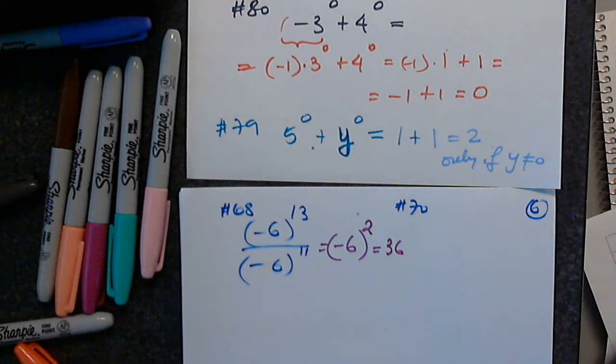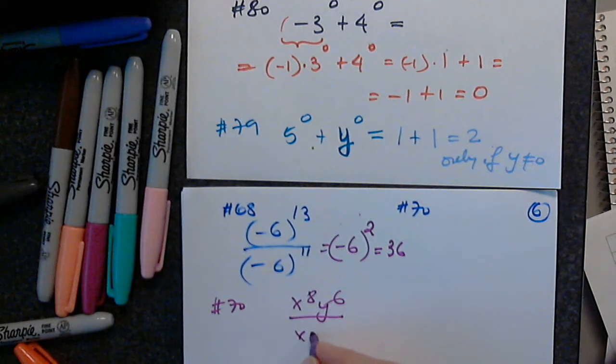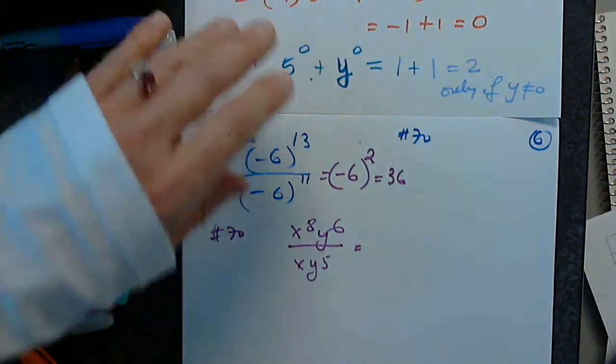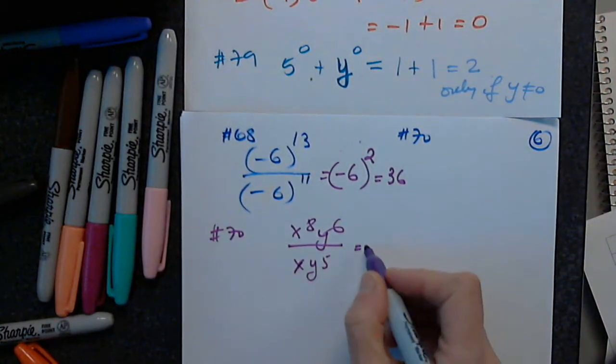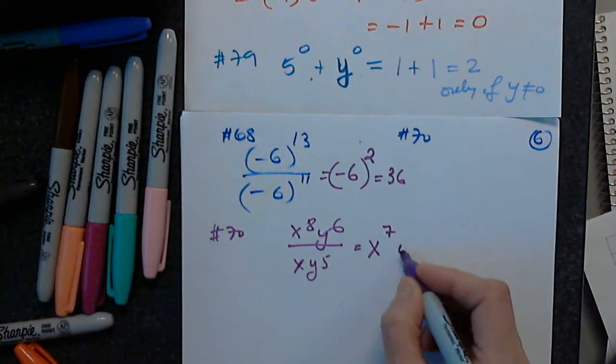Okay, let's look at 70. 70 is x to the 8th, y to the 6th over x, y to the 5th. Copy the base. What happens to the exponents? Subtract that. Correct. From 8, I subtract 1 and I get 7. Copy y.